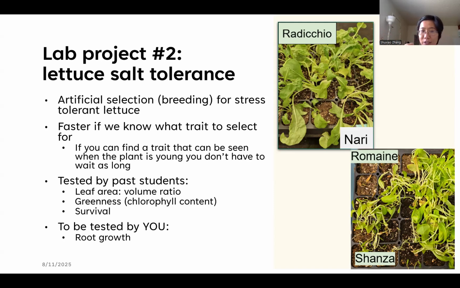Something that my past students have tested is the leaf area to volume ratio. They used weight as a proxy measurement for volume. They have tested greenness as an approximation of chlorophyll content, and they have tested survival. So to be tested by you for the setup this week and next week is root growth, because what we saw in March this year is there might be an association between bigger roots and better tolerance. But you are also going to collect some more leaf phenotypes for the leaf lab.